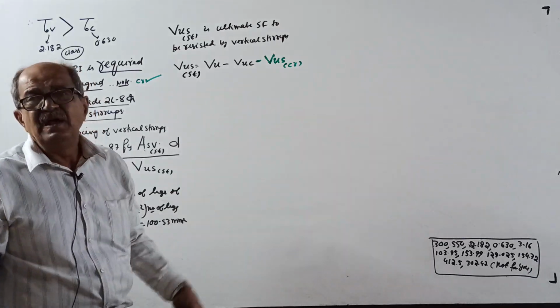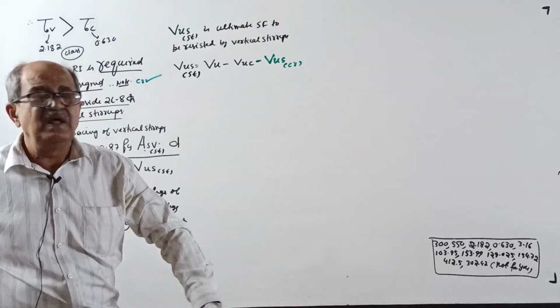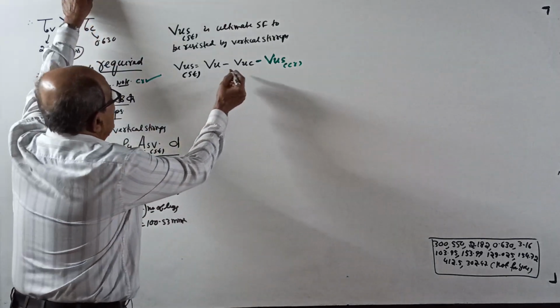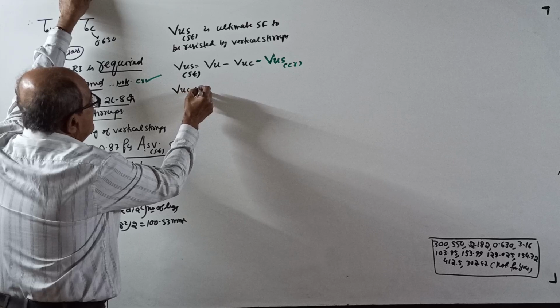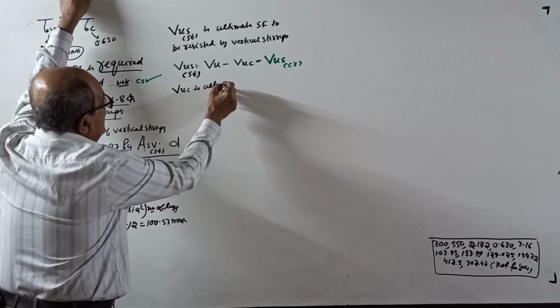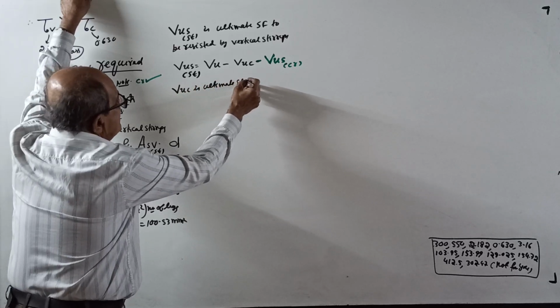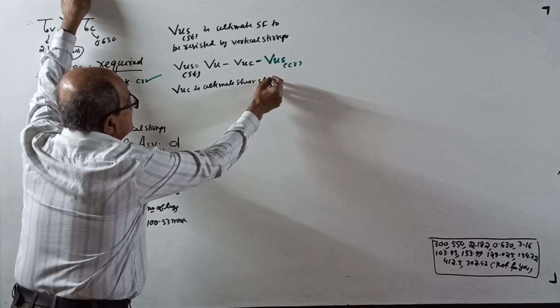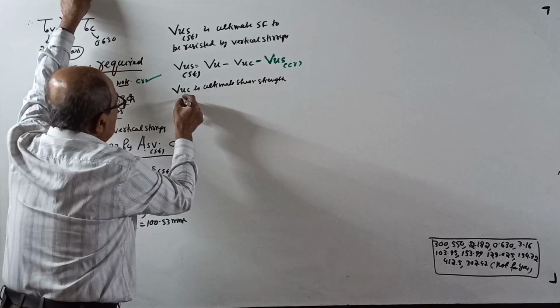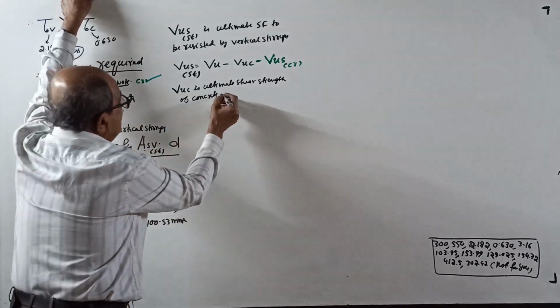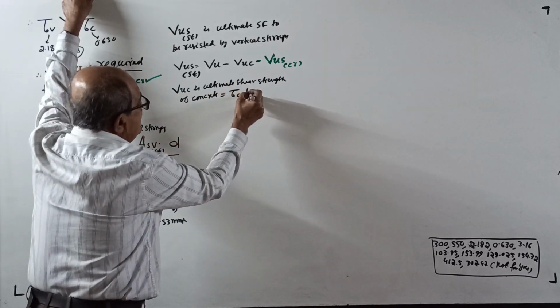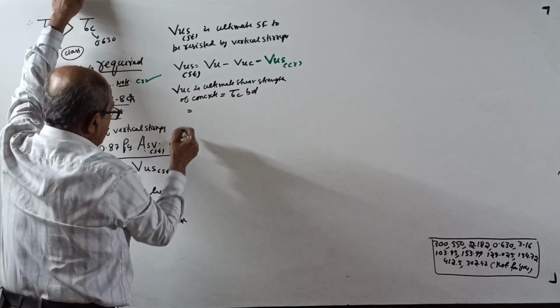So for limit state, I have already given the procedure. Now follow it, start one by one. First VUC. VUC is the ultimate shear strength of concrete, or how much shear force concrete alone can take, equal to tau c into BD. Calculate first tau c. Where is tau c?